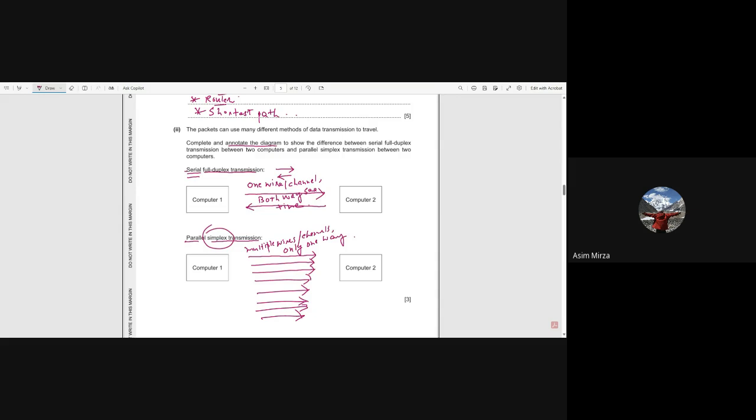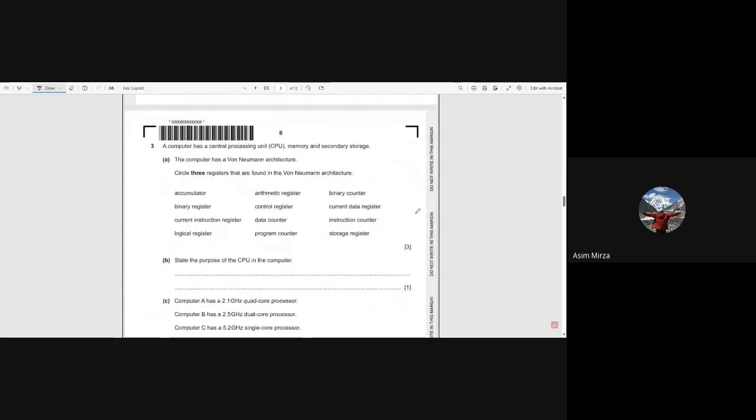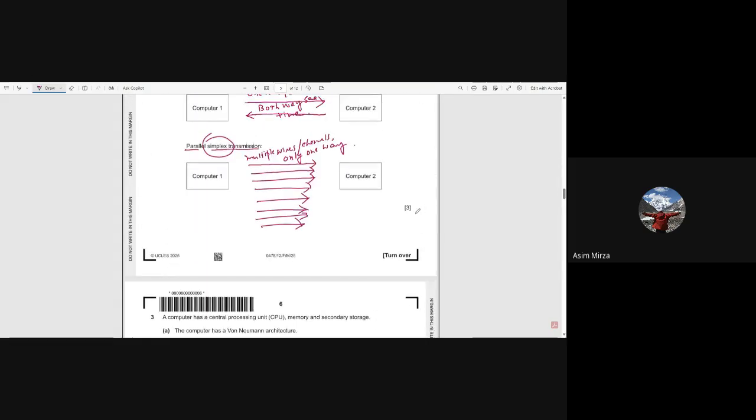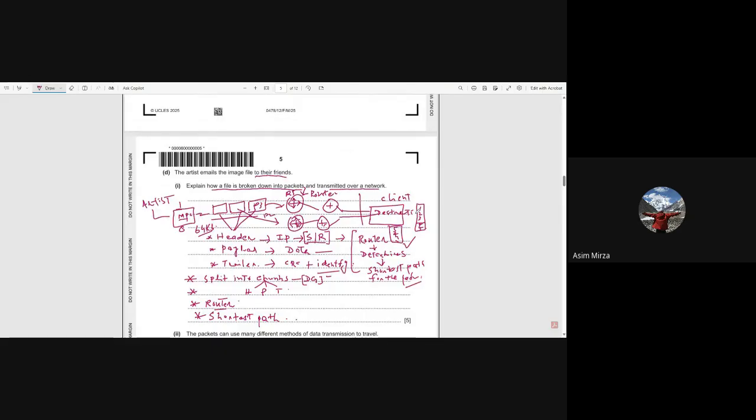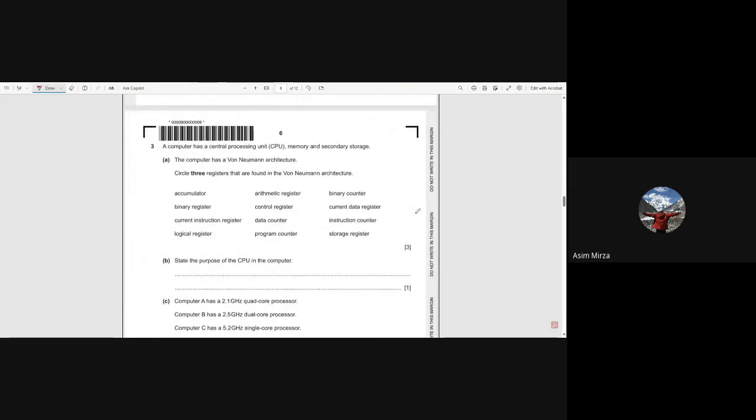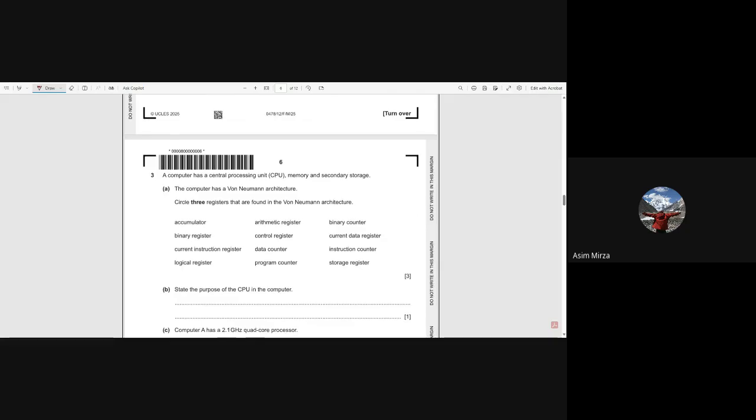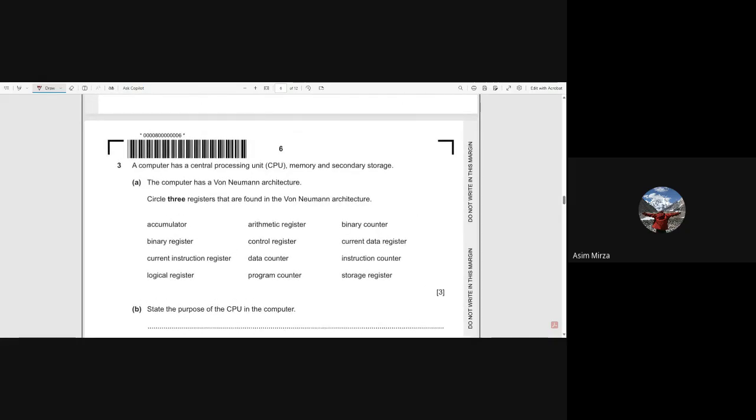So let's move on to the last part of this question, question number 2. Sorry, are we done? Yes, we are done with question number 2. This is question number 3. A computer has a central processing unit, memory, and secondary storage. Part A, the computer has a von Neumann architecture. By the way, this is a very important topic in your syllabus. Circle three registers that are found in the von Neumann architecture.